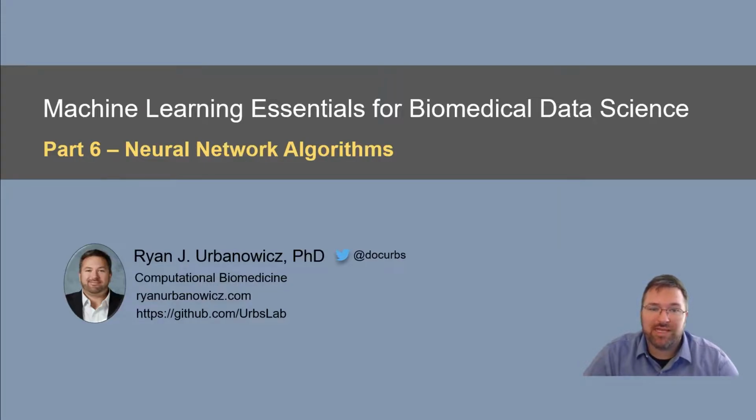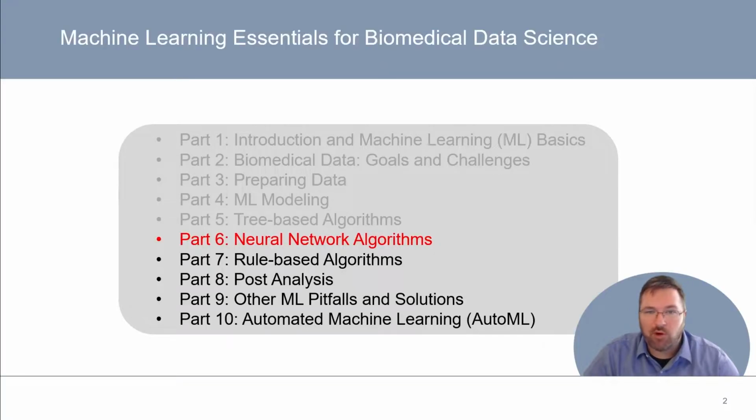In this video, we'll take a look at how neural network algorithms work. Here's a quick reminder of the parts making up this video series. In the last video, we covered tree-based machine learning algorithms, including decision trees, and tree ensemble algorithms such as random forests, boosting, and gradient boosting.